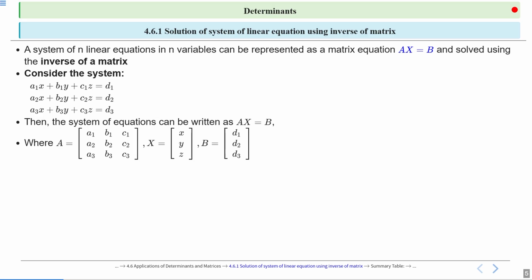If we multiply, as we see in the equation AX equals B, A with X and then equate with B, we get exactly the same system of linear equations.